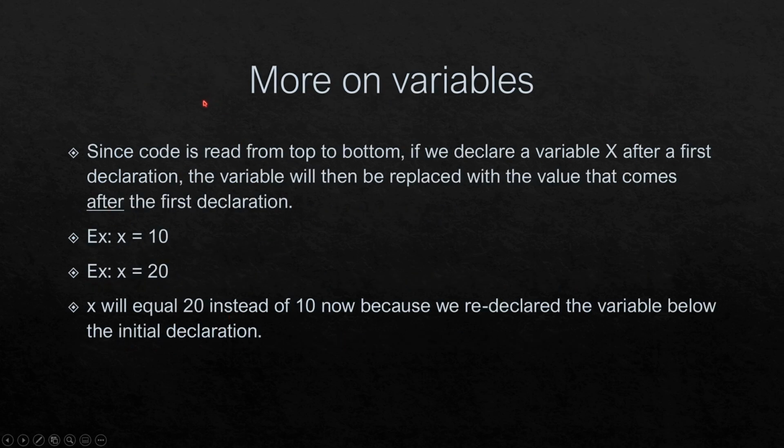So more on variables. Since code is read from top to bottom, if we declare a variable x after a first declaration, the variable will then be replaced with the value that comes after the first declaration. Example, x equals 10. Then x equals 20. Notice this came after the initial declaration. Thus, x will equal 20 instead of 10 because we redeclared the variable below the initial declaration.